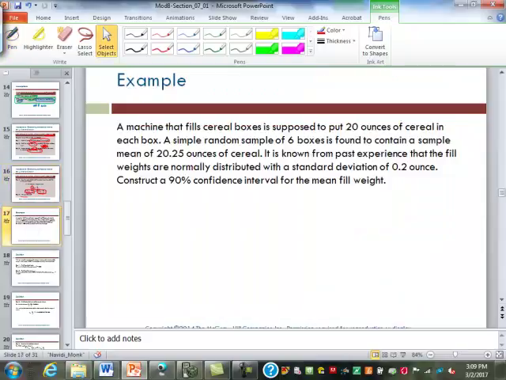A machine that fills cereal boxes is supposed to put 20 ounces of cereal in each box. A simple random sample of 6 boxes. Now, the sample size is small here. N equals 6 is found to contain a mean, so sample mean of 20.25 ounces. It is known from past experience that the fill weights are normally distributed.